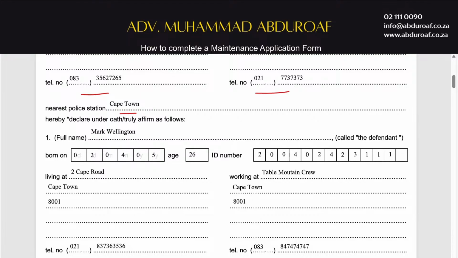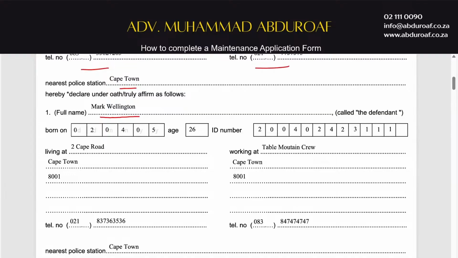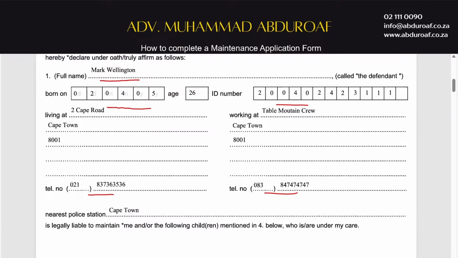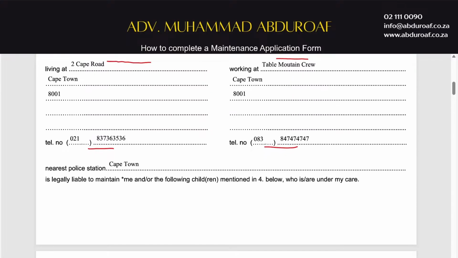Then going further, we require the details of the other parent, in this case the father. I gave him the name Mark Wellington. I do not know if there is a Mark Wellington out there, but hopefully, if there is one, his ID number is not as I presented it here. I provided a telephone number for his work and for his home, or maybe cell number. Nearest police station, Cape Town.